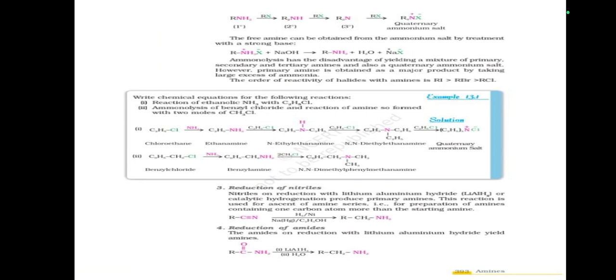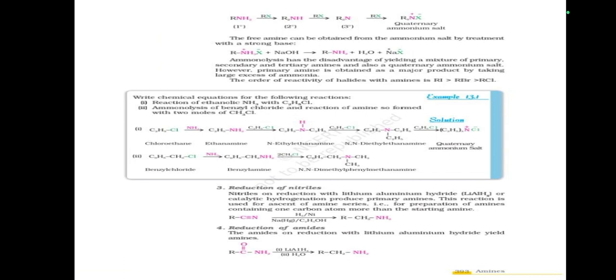Ammonolysis has the disadvantage of yielding a mixture of primary, secondary, and tertiary amines and also a quaternary ammonium salt. However, the primary amine is obtained as the major product by taking a large excess of ammonia. The order of reactivity of halides with amines is RI is greater than RBr is greater than RCl.